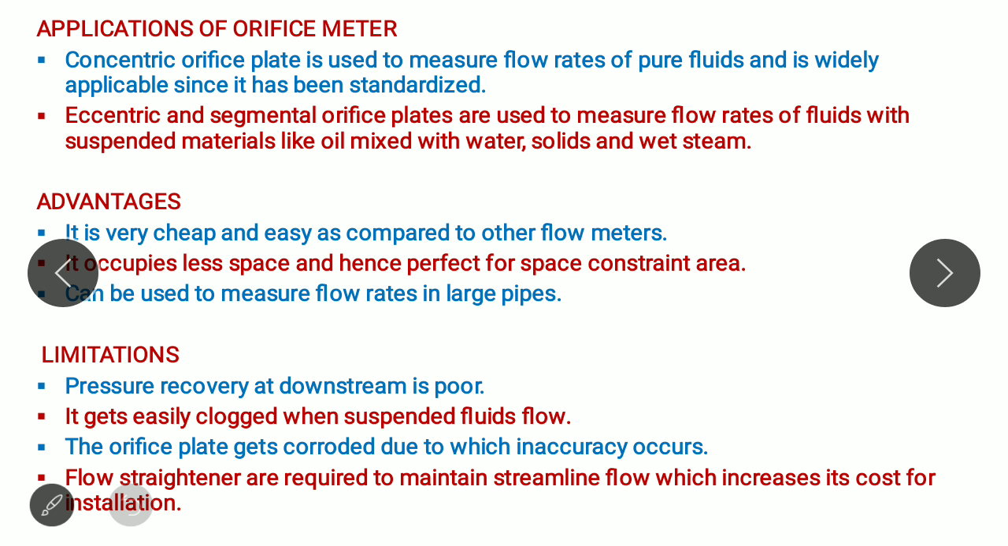It gets easily clogged when suspended fluid flows. That's why these eccentric and segmental orifice plates have been discovered. Then the orifice plate gets corroded, due to which inaccuracy may result because of the continuous obstruction to the flow of water, that too at friction, it may get corroded. Then flow straighteners are required to maintain the streamlined flow, which increases the cost of the installation.